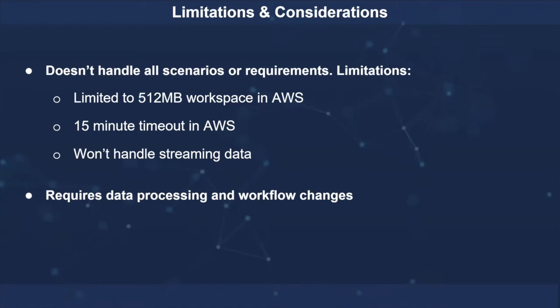So limitations and considerations. This works. We know it works. We just did a live demonstration that it works. It's got to have drawbacks, right? Absolutely. I'm never going to hide them. So in an AWS Lambda for this particular workflow, we're limited to 512 megabytes. That's about half a gig in our temporary workspace. So what does that mean? That means that our temporary file cannot exceed 512 megabytes.